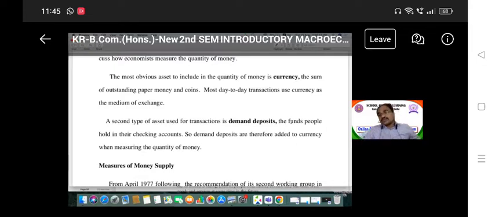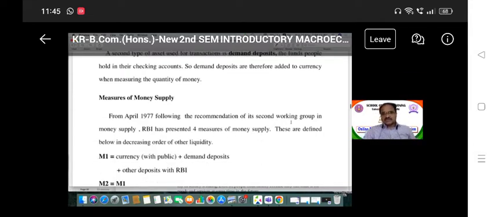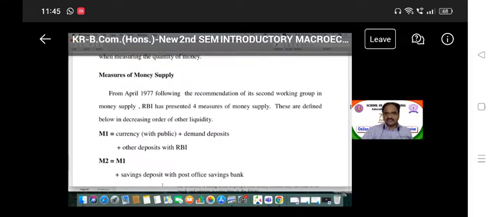So what is money supply? It is what is available in the economy. Supply means availability of the currency. What are the sources and the components of the supply of money? These are the components, or the measures, of the money supply. They were described in April 1977, so you can measure the supply of money on the basis of the different components the RBI presented.